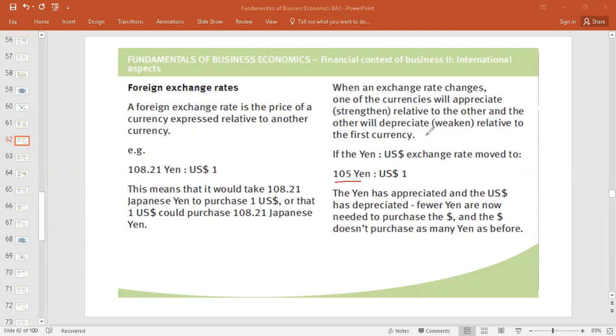Which means that less amount of yen has to be spent to acquire the same dollar. The other way around, if the number of yen has increased, let's say 110 or so, then we call that the yen currency has weakened. So that is how that concept has to be remembered.